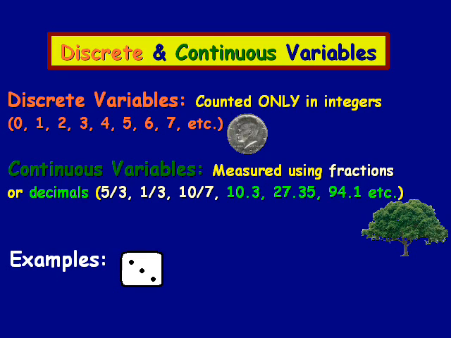Now let's say we have a dice, and we want to know, well, what are we going to roll? Well, there's 6 different possibilities we can roll with a dice, and those are whole numbers, and that would make it a discrete variable.